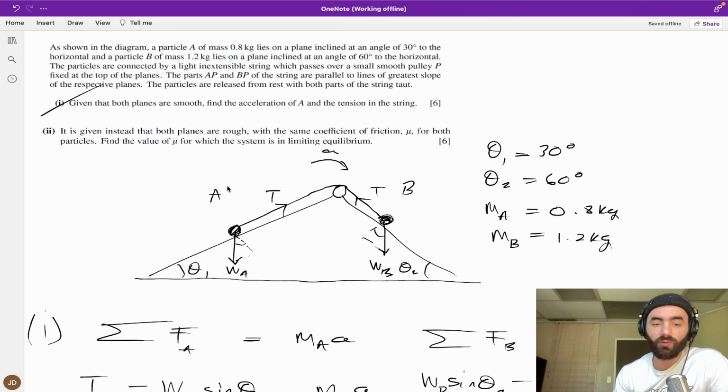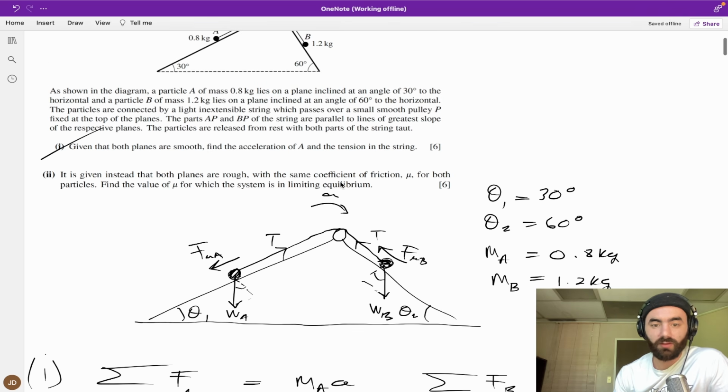So if it's just about to move, we need to introduce the frictional force and be aware of what direction it will take for each particle, because it'll be different. As the system is just about to start moving, A is about to start moving up, and B is about to start moving down. So the frictional force, let's call it F mu A, on A will act this way, because A is just about to move up, and the frictional force on B, which is about to move down, will act this way. So F mu B. And the acceleration of the system overall will be 0, right? It's not moving.